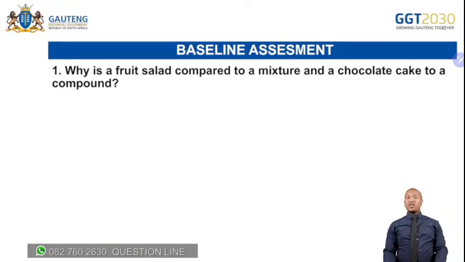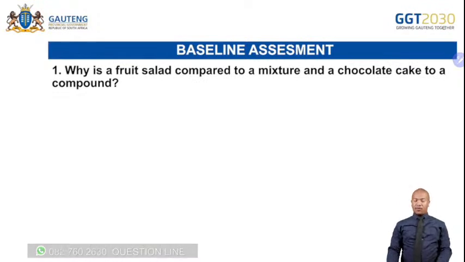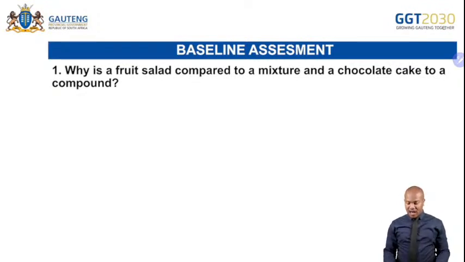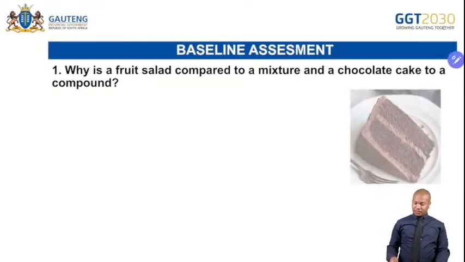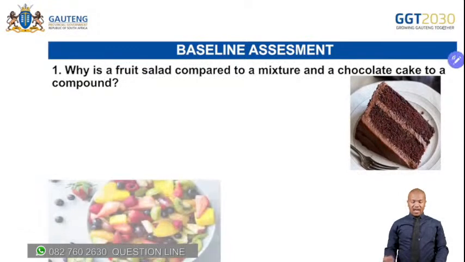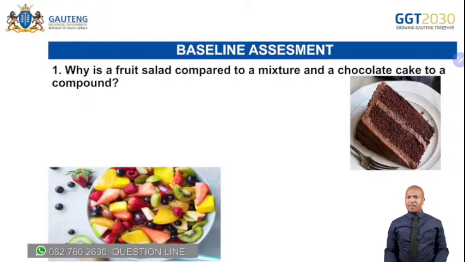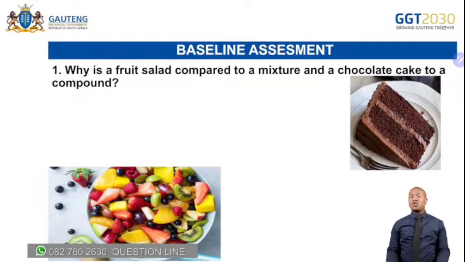Right. The first question there, you needed to tell us why is a fruit salad compared to a mixture and a chocolate cake to a compound, right? Now looking at this cake and looking at this fruit salad, right? First of all, look at them deeply and tell us why this one, the fruit salad, is compared to a mixture and the cake to a compound. Now think of what makes up a compound. Think of the characteristics of a compound and think of also the characteristics of a mixture.